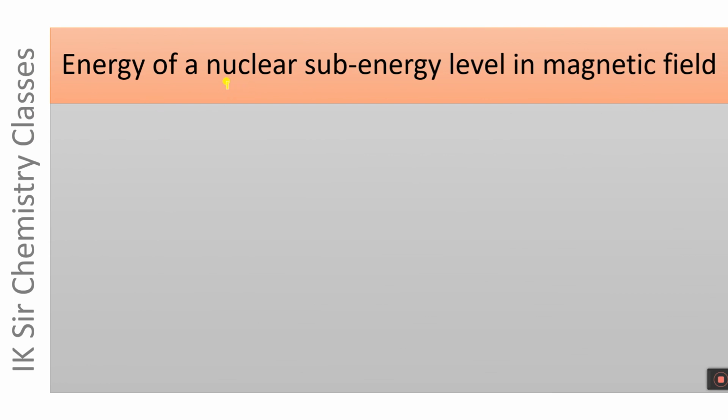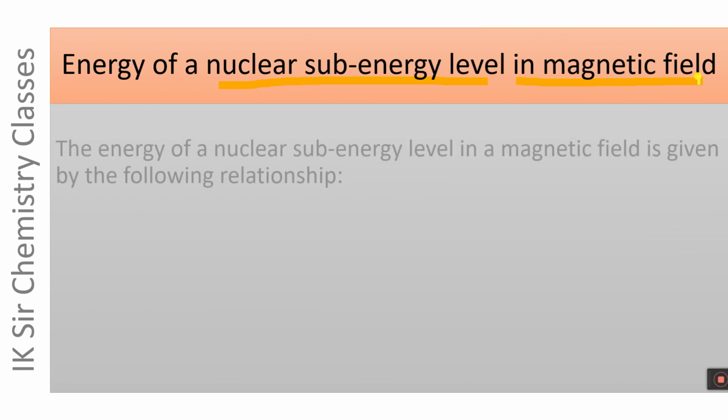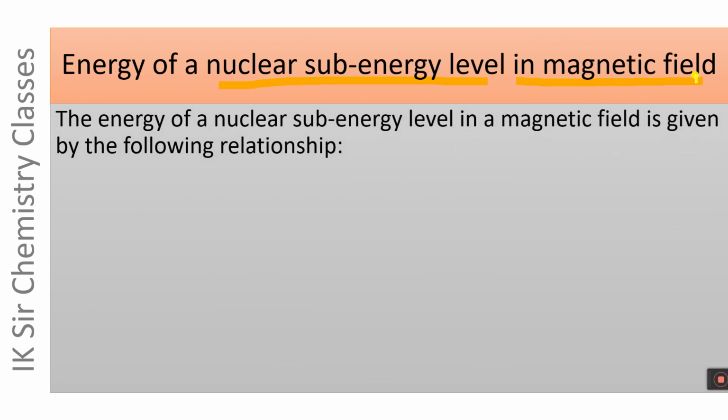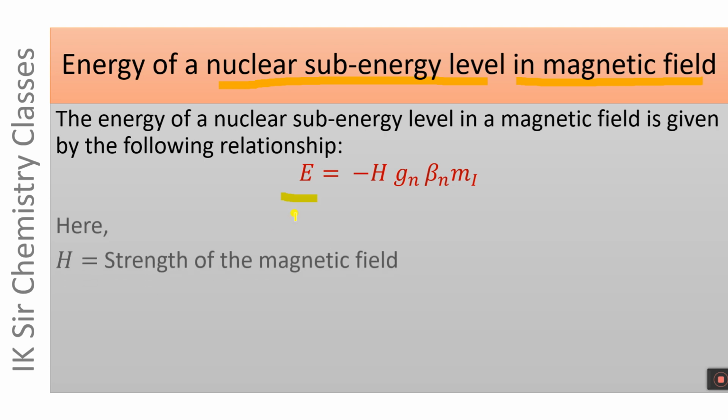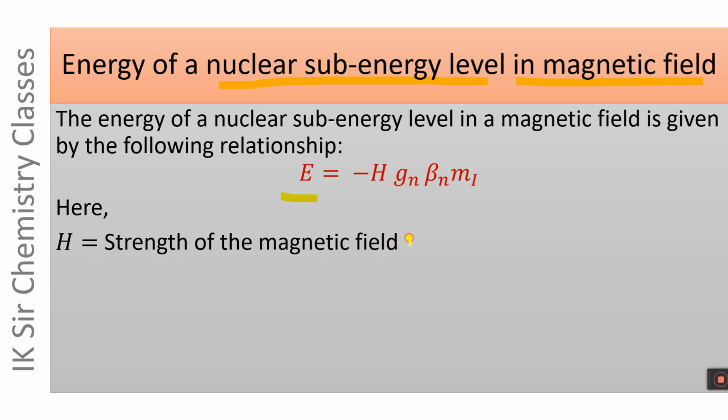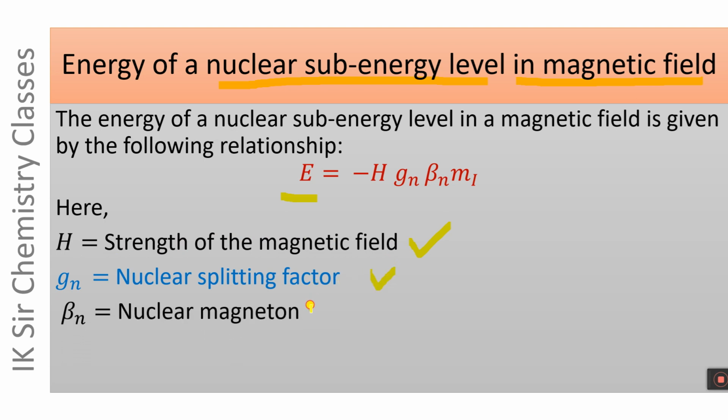The energy of a nuclear sub-energy level in a magnetic field is given by the following relationship: E equals minus H gn beta n Mi. This is the energy of a nuclear sub-energy level in magnetic field. The terms involved in this equation are given below. H is the strength of magnetic field. gn is the nuclear splitting factor. Beta n is the nuclear magneton.